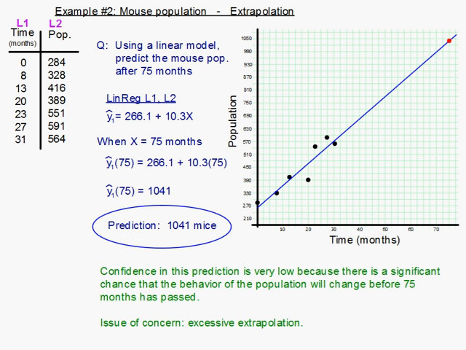So what we can say is confidence in this prediction is very low because there's a significant chance that the behavior of the population will change before 75 months has passed. Right? There's excessive extrapolation. And what do I mean by changing behavior? Well, what happens if this is a classic predator-prey kind of behavior and it's actually going to do something like this? Right? After just a short time, it's really not going to be very linear at all.